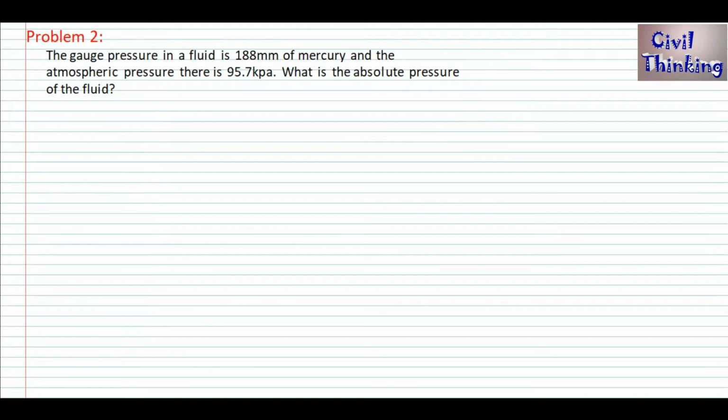Now the problem is: the gauge pressure in a fluid is 188 mm of mercury, and the atmospheric pressure there is 95.7 kilopascal. What is the absolute pressure of the fluid? Let's solve.